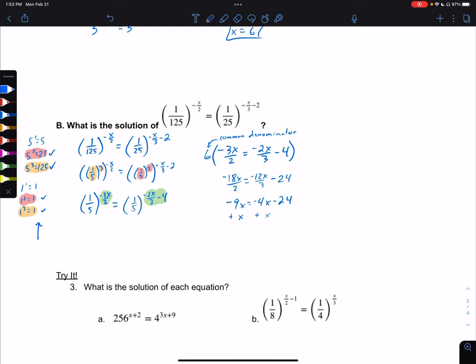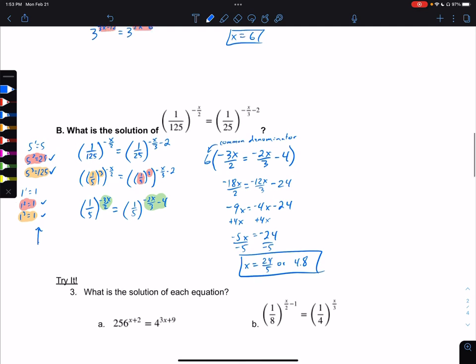By moving the 4x. I'm getting ahead of myself here. So I'm going to add 4x to both sides. So negative 5x equals negative 24. Divide both sides by negative 5, and x would be equal to 24 over 5. Or if you wanted to write this as 4.8, that would also be fine. So either one of these is acceptable.